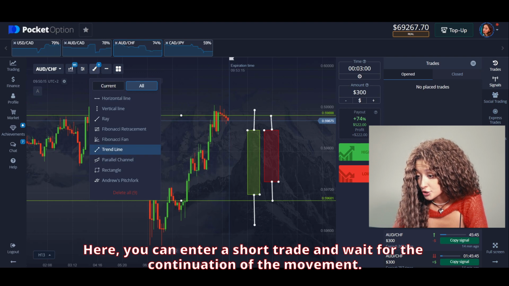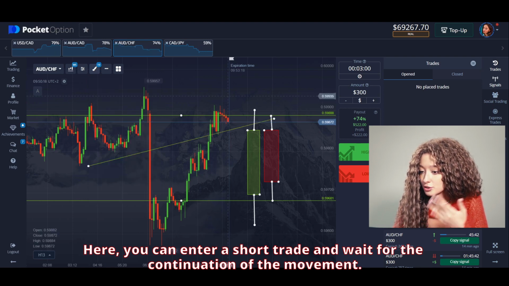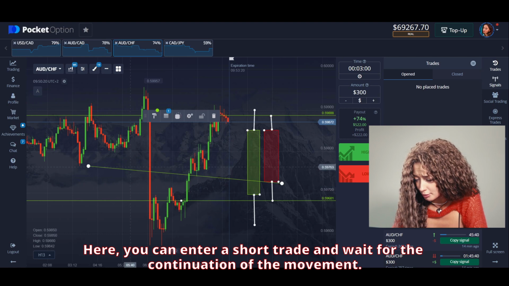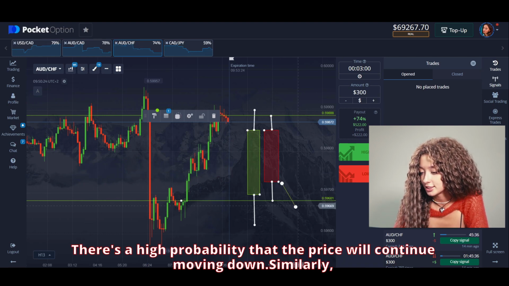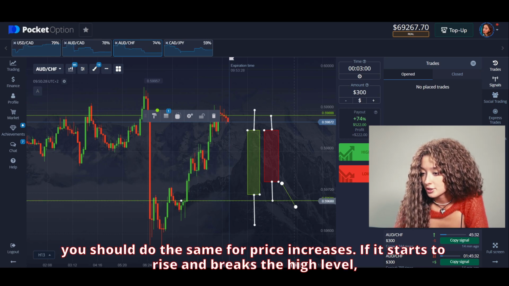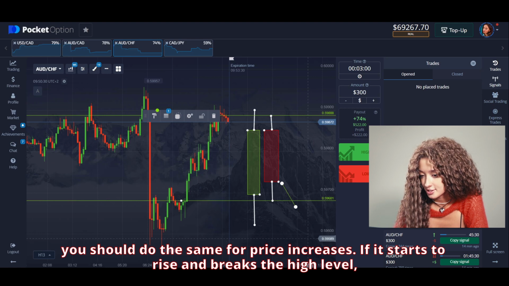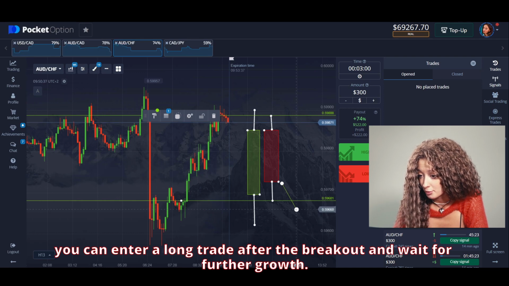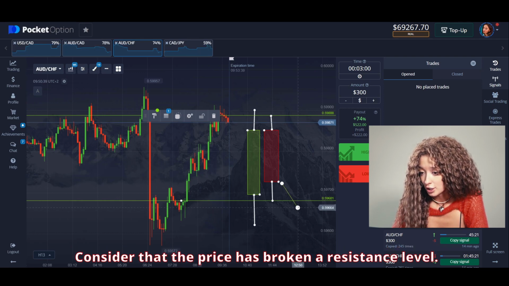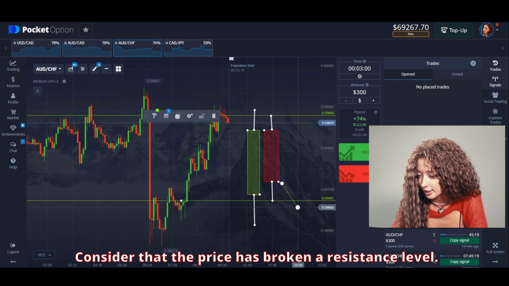Here you can enter a short trade and wait for the continuation of the movement. There is a high probability that the price will continue moving down. Similarly, you should do the same for price increases. It starts to rise and breaks the high level. You can enter a long trade after the breakout and wait for further growth. Consider that the price has broken a resistance level.